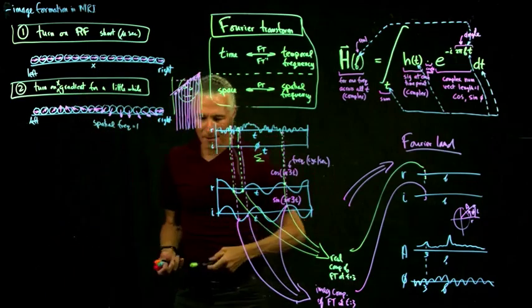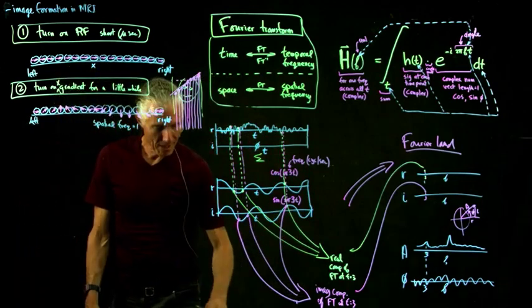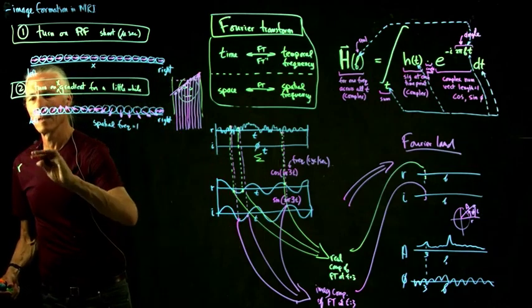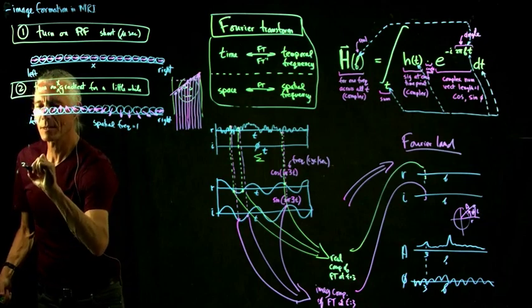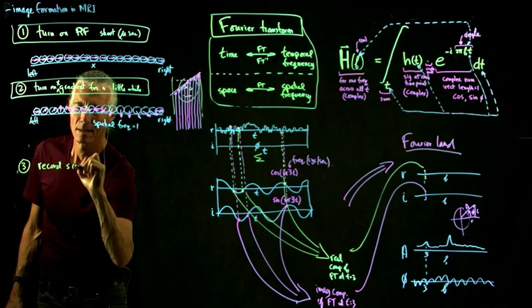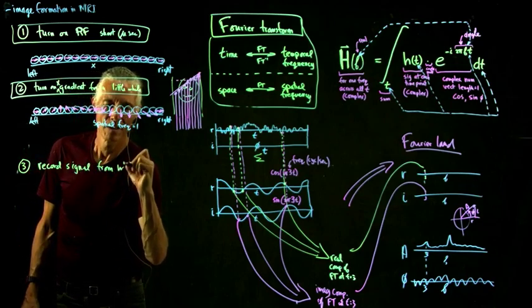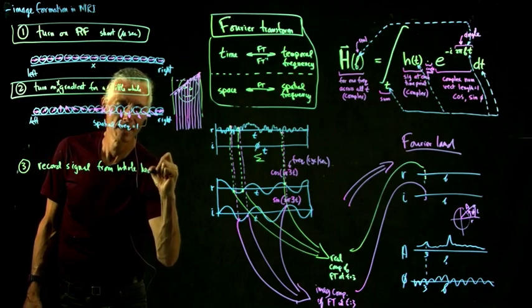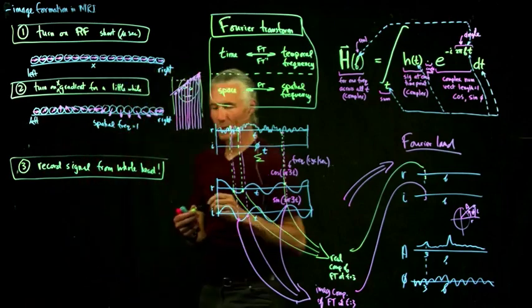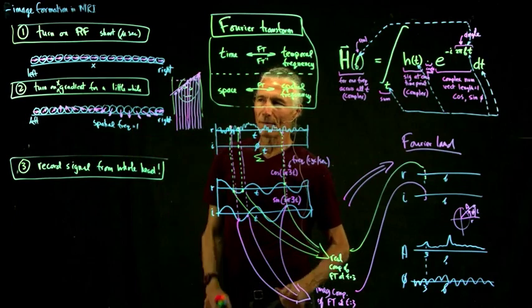Okay, so now what we do is we record a signal. So number 3, we just record a signal. Now it's coming from the whole head. Signal from whole head. It doesn't have any space in it. So that's not where the space comes from. We just got one data point, one complex data point. It's just recorded from the whole head.